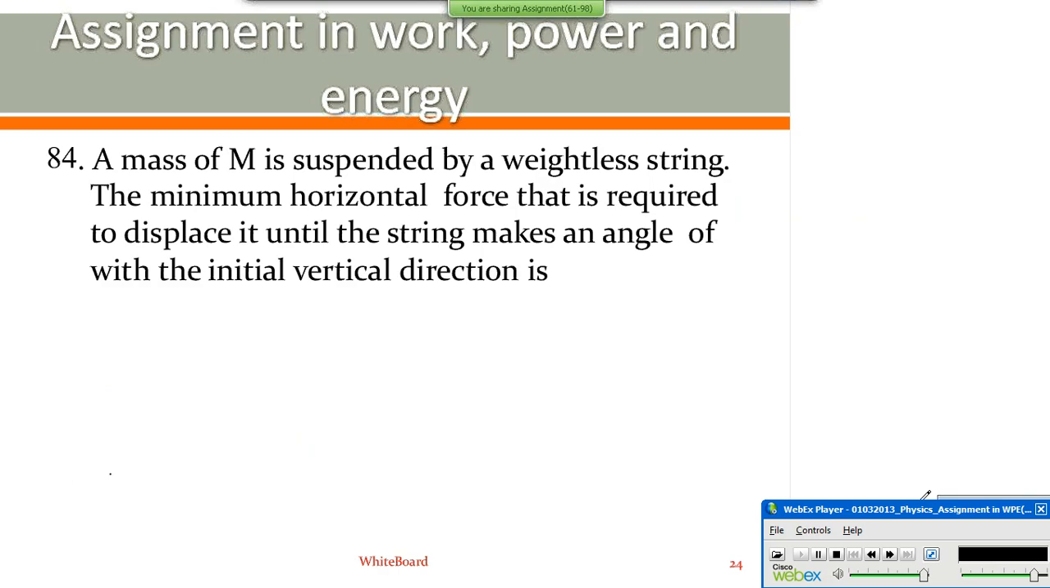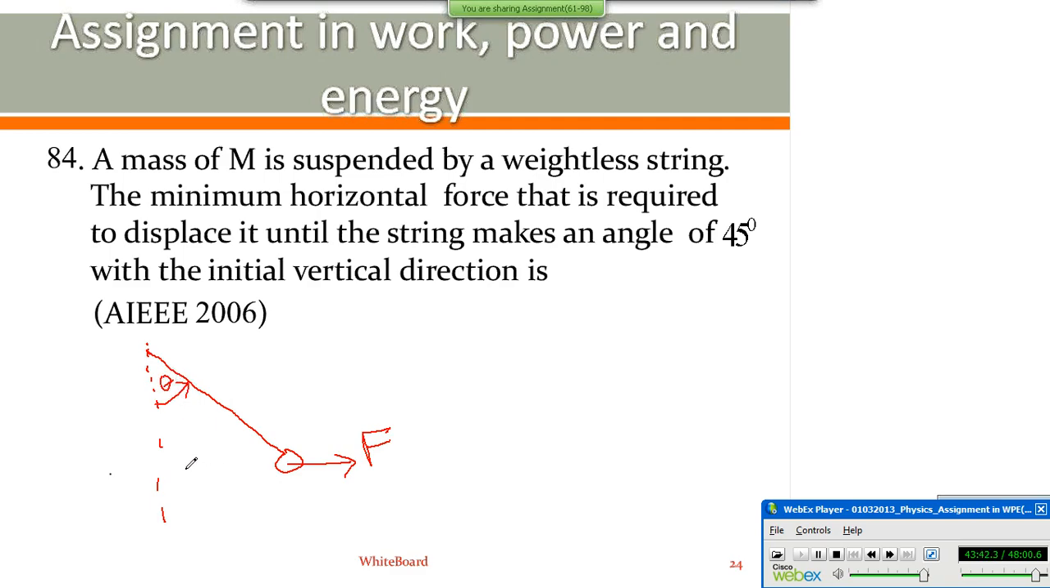The mass capital M is suspended by a weightless string. The minimum horizontal force that is required to displace it until the string makes an angle of 45 degrees with the initial vertical direction is. So you have to assume that the force applied is constant. To find the minimum value of the constant horizontal force required to displace it from the vertical position, so that the string makes an angle theta equal to 45 degrees in the new position.